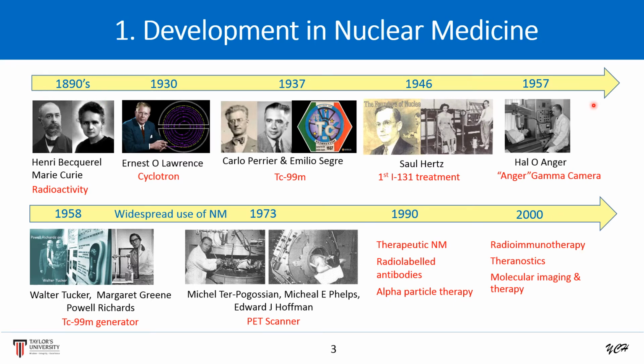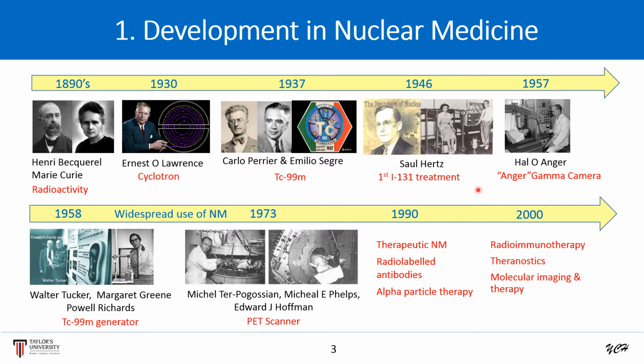This is a long journey of nuclear medicine development. It is always nice to look back at history to see where we came from. Nuclear medicine development can be traced back to the 1890s when Henri Becquerel and Marie Curie first discovered radioactivity. In 1930, Ernest O. Lawrence developed the first cyclotron to produce medical radioisotopes. In 1937, Carlo Perrier and Emilio Segrè discovered technetium-99m. And in 1946, the first iodine-131 treatment was introduced by Dr. Saul Hertz, and he is recognized as the founder of nuclear medicine.